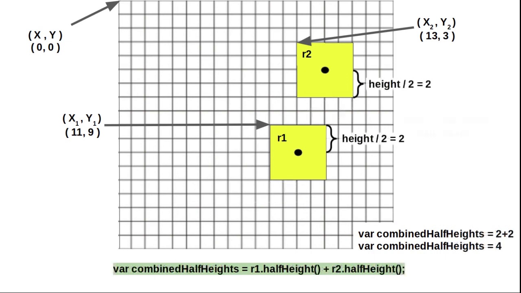A new variable is created in this line and called combinedHalfHeights. It is then set equal to the sum of half R1's height plus half of R2's height. Again, since R1 and R2 are both 4 pixels tall, both of their heights cut in half is 2 each. 2 plus 2 is still 4, so combinedHalfHeights is equal to 4.